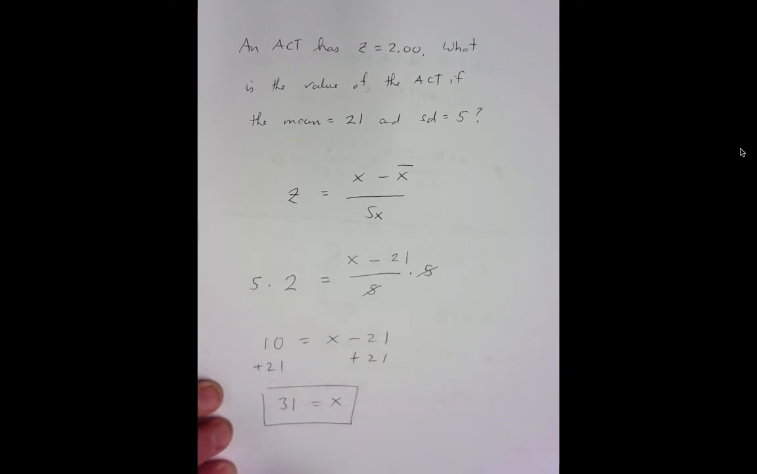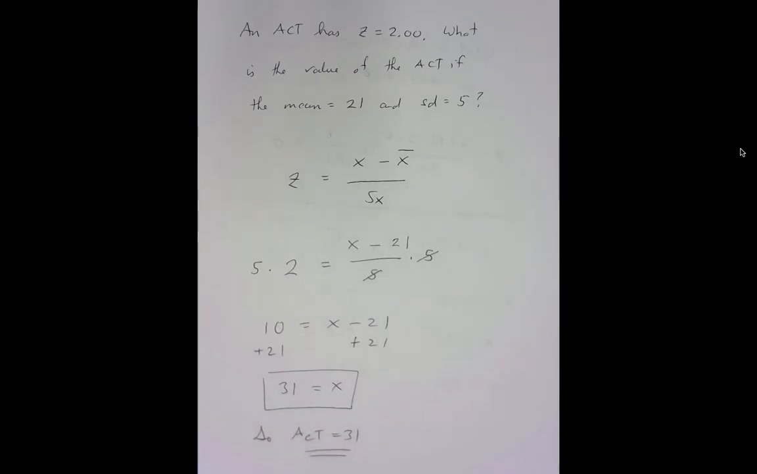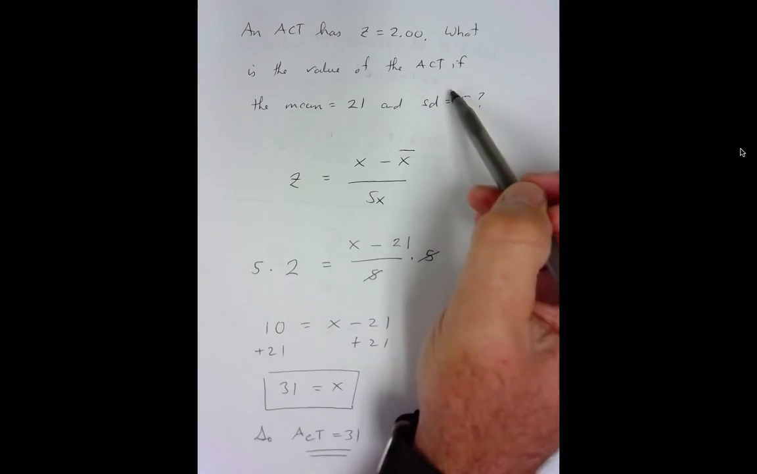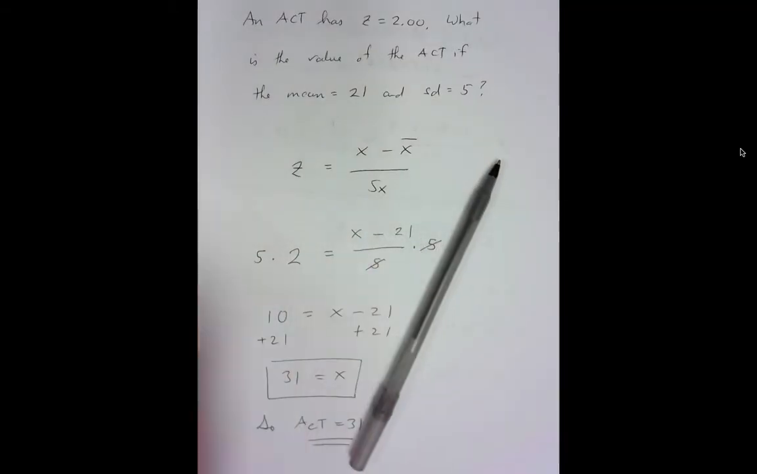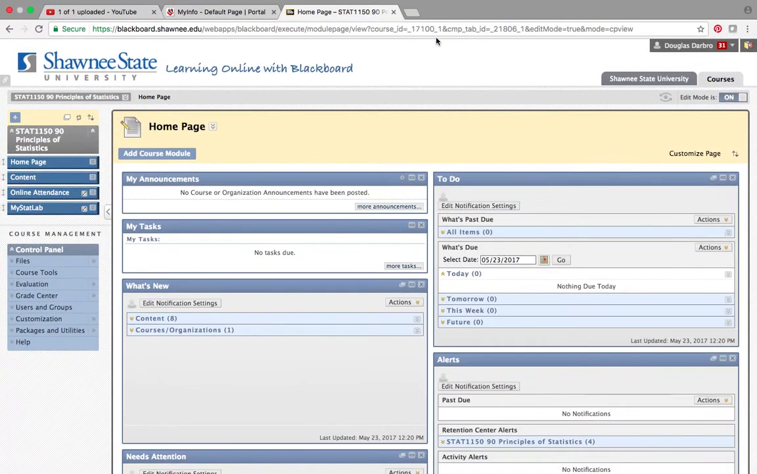So x in this case, an ACT, would be equal to 31. So the ACT that has a z-score of 2, with this mean and this standard deviation, is equal to 31. Now, I want to go to Blackboard, and I want to show you something that I've uploaded and something we'll do quite often.